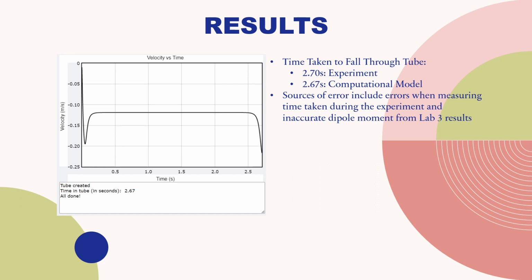So what were our results? Well, as explained earlier, during the physical experiment, our average time to fall through the tube was 2.7 seconds. Our computational model calculated a time of 2.67 seconds. Some sources of error include errors when measuring the time taken during the experiment, incorrectly analyzing the video, and potentially an inaccurate dipole moment from our Lab 3 results.